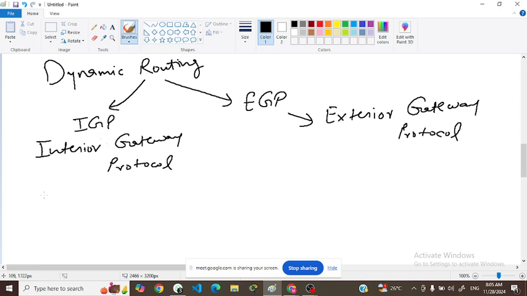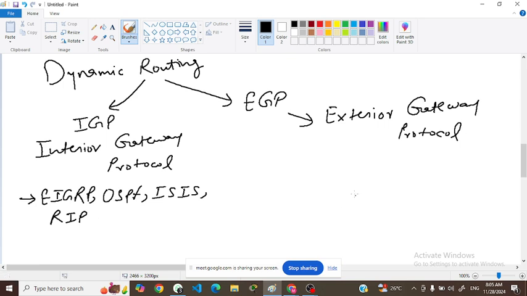What do you mean by Interior Gateway Protocol? Interior gateway protocols work in the same autonomous system, and protocols like EIGRP, OSPF, IS-IS, and RIP are the interior gateway protocols. Exterior gateway protocol: BGP and MP-BGP are the exterior gateway protocols.